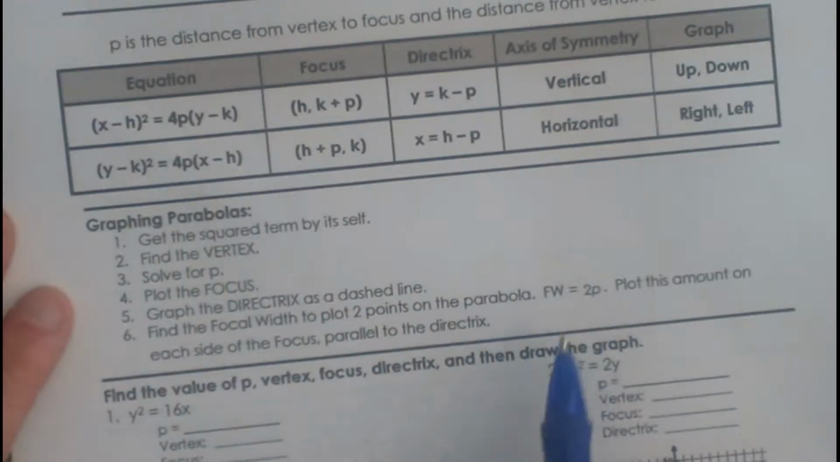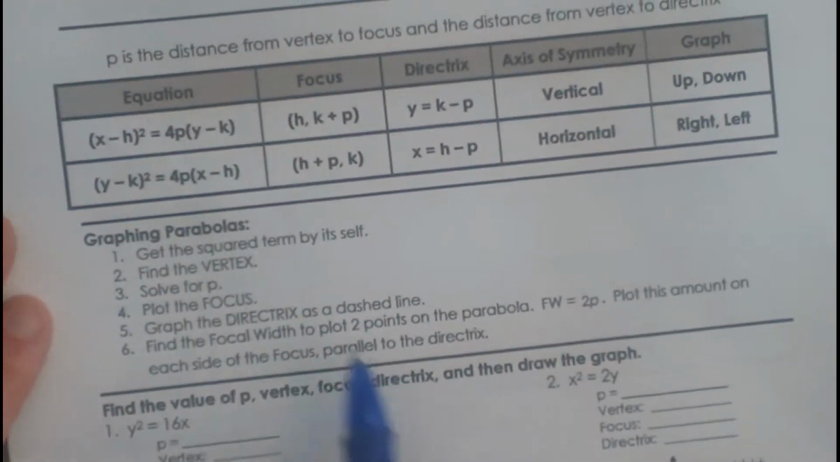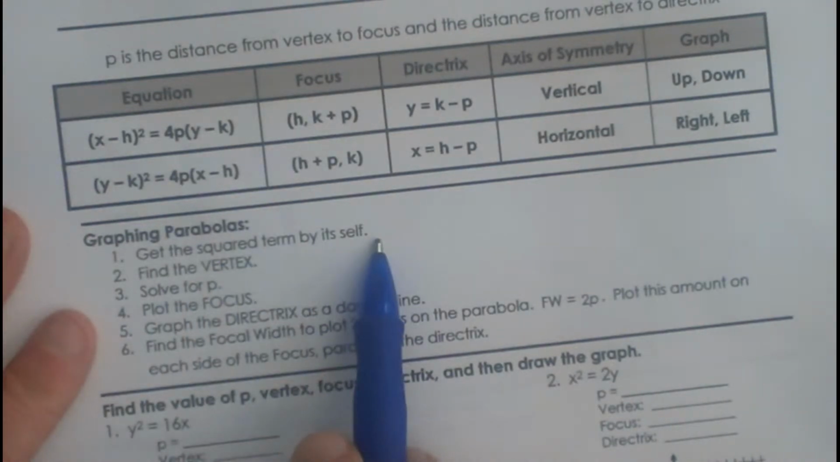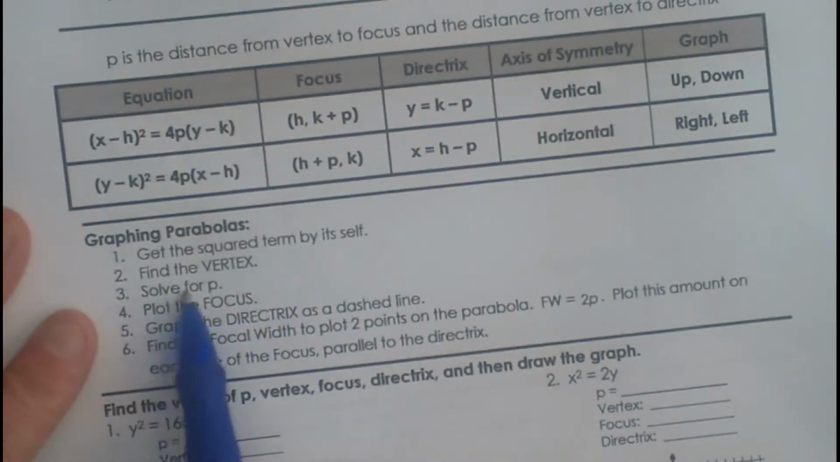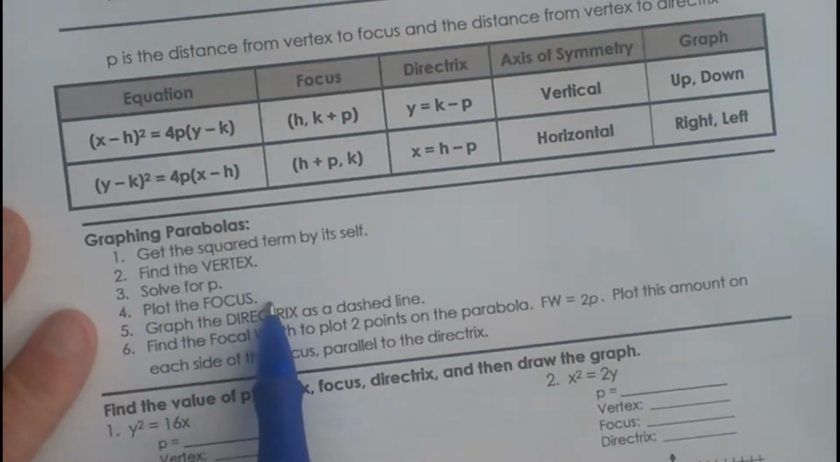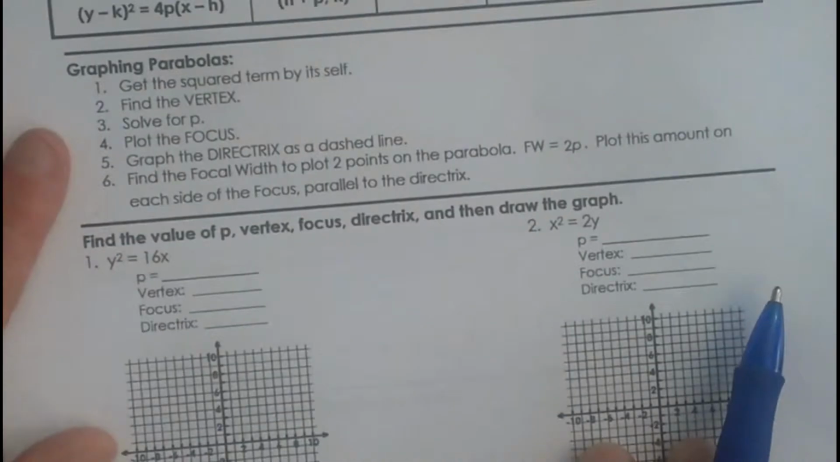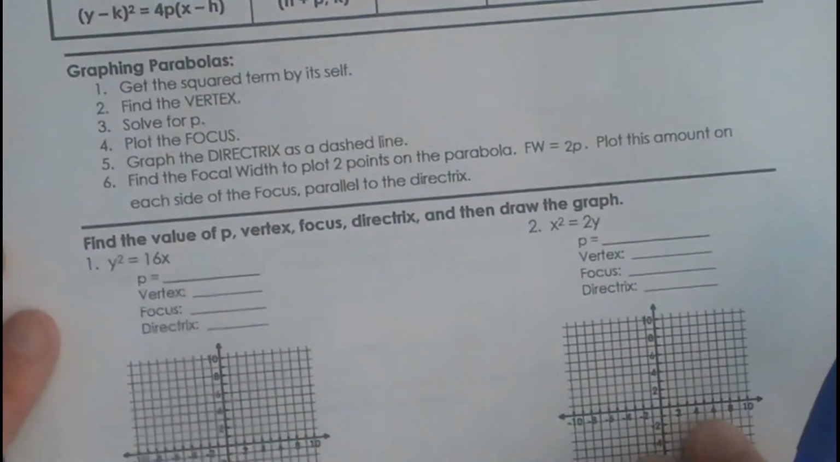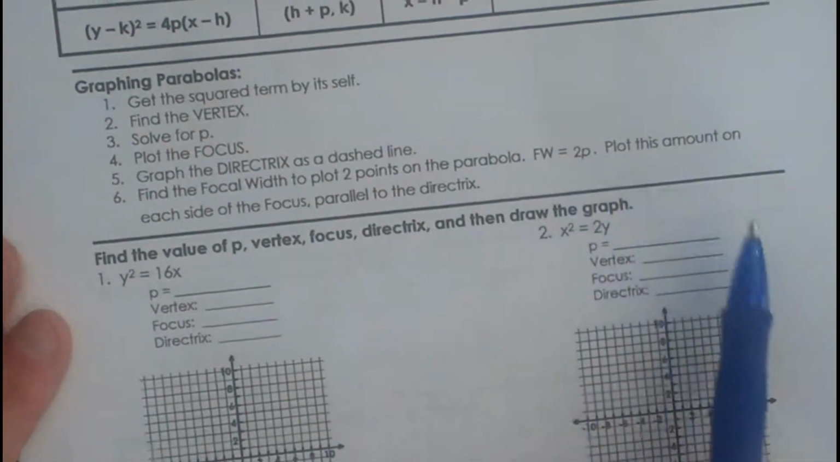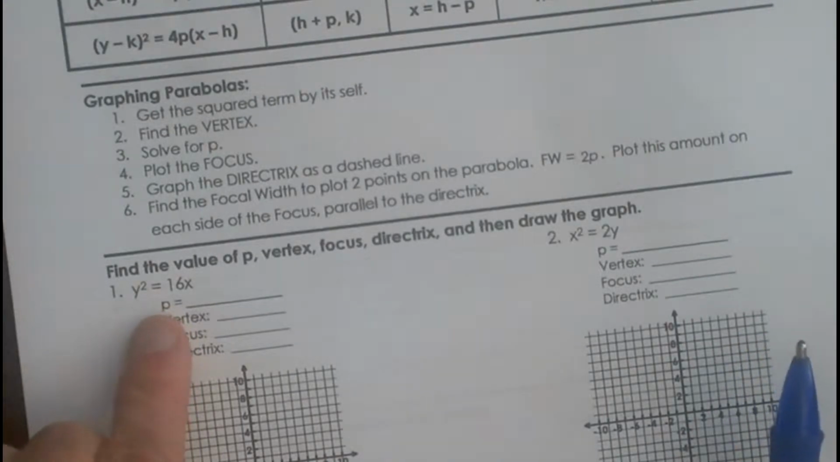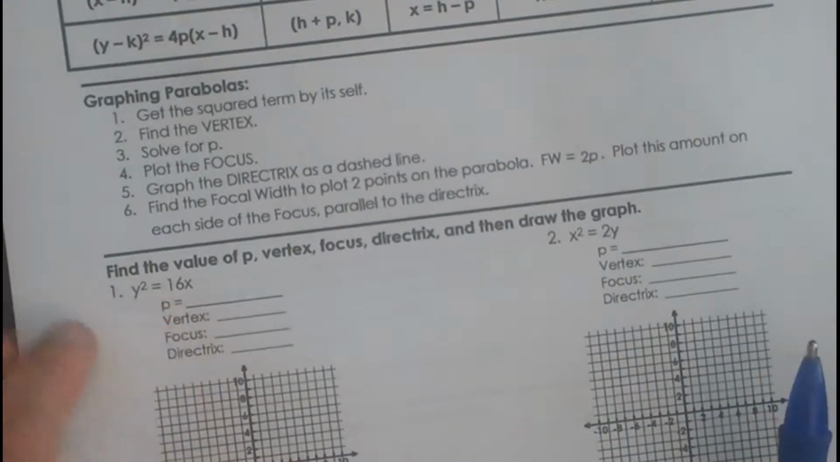Okay, first thing you want to do is get the squared term by itself. Find the vertex, solve for p, plot the focus like we did in the last ones, then plot the directrix, and then you just want to get your width, okay? So the first thing we're going to do is look at what we have. Our first one is actually really easy because it's just y squared, and there's no x plus.